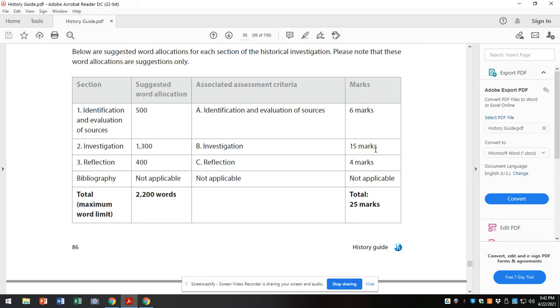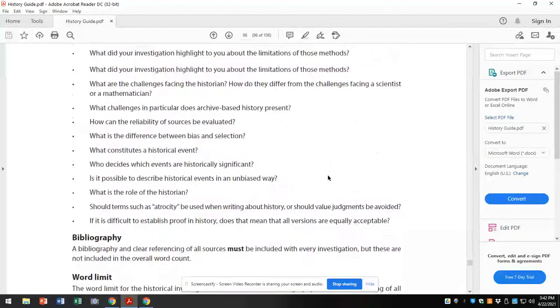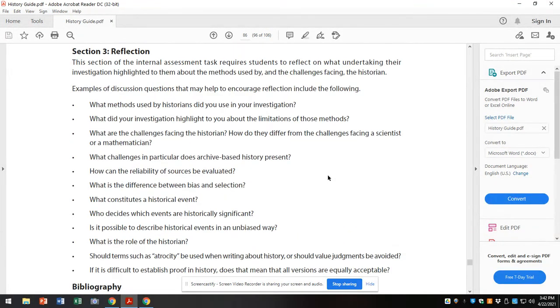Notice there are 25 marks, and so the investigation is the bulk of your paper, and that's about 3/5 of the points. The OPCVL and the reflection are each about 1/5. But they're pretty important given their brevity, so it's important to supply what IB wants. So the reflection, what is it? By the way, I'm reading from the IB guide and about the IA instructions, and you have those in the assessment folder. The reflection, examples of discussion questions that may help to encourage reflection, including the following.